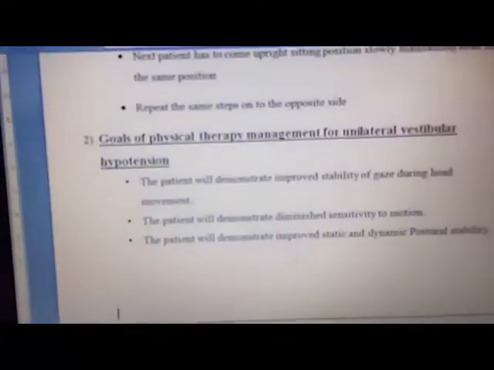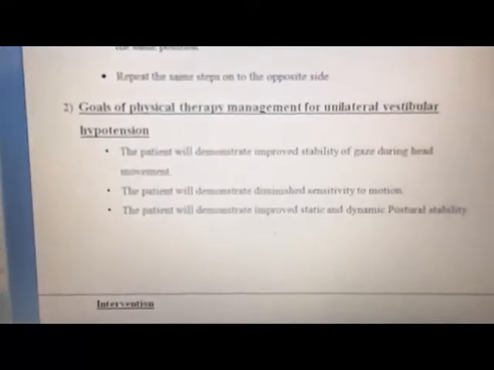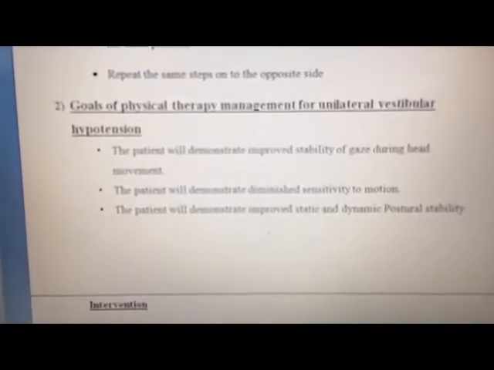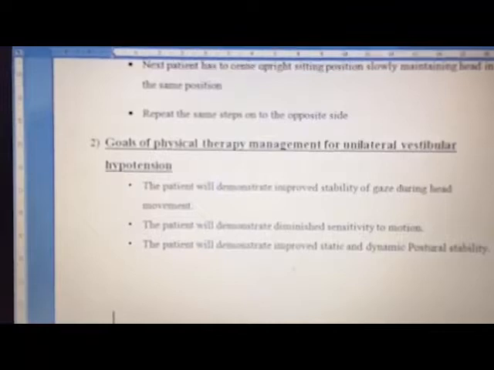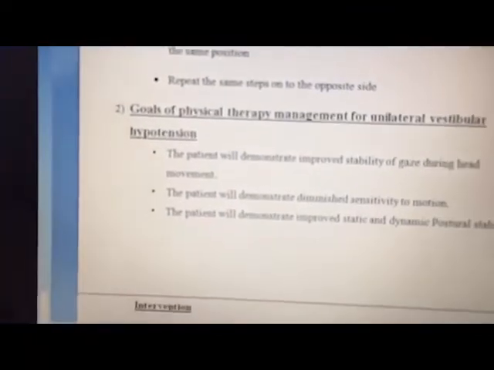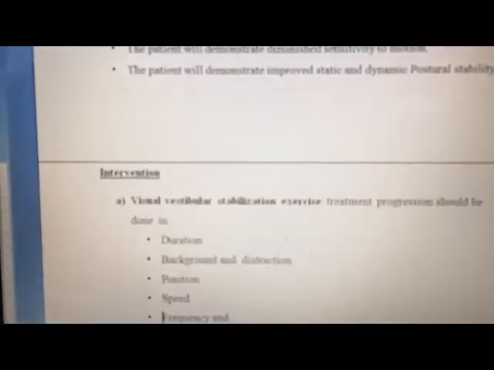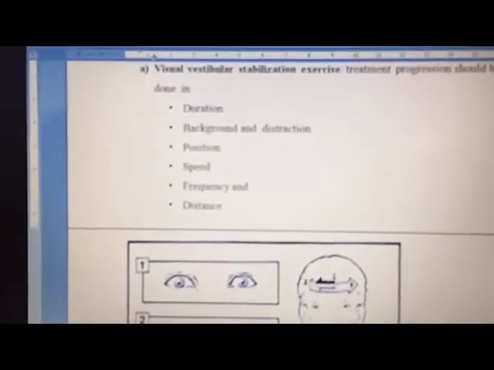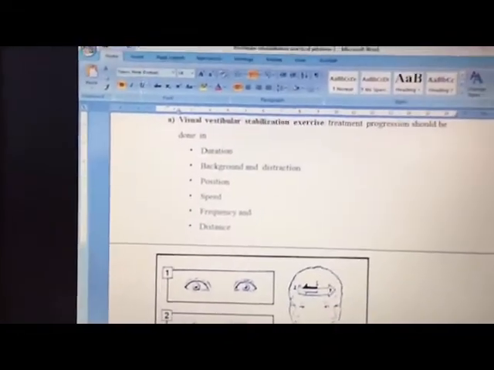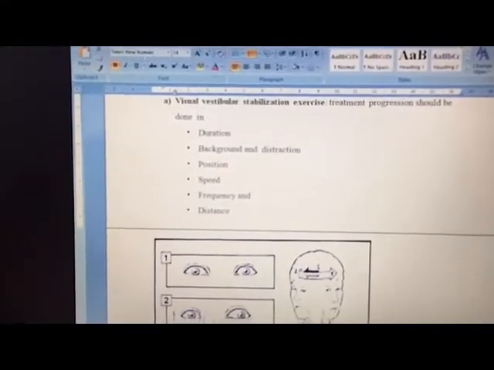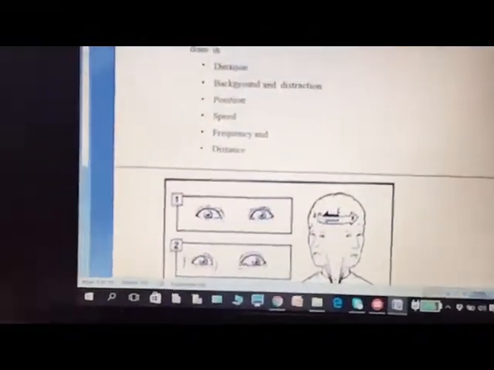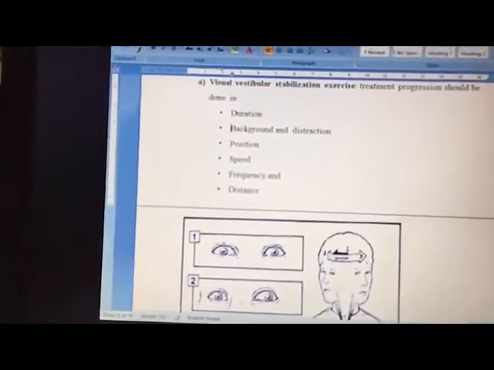Okay. So the goals are to maintain stability of gaze, to demonstrate diminished sensitivity to motion. Patient will demonstrate improved static and dynamic postural stability. Now the intervention: visual vestibular stabilization exercise. Here the progression. This is an exercise which has 3 paradigms. Okay, can you show the diagrams? There is 1, 2, and 3.